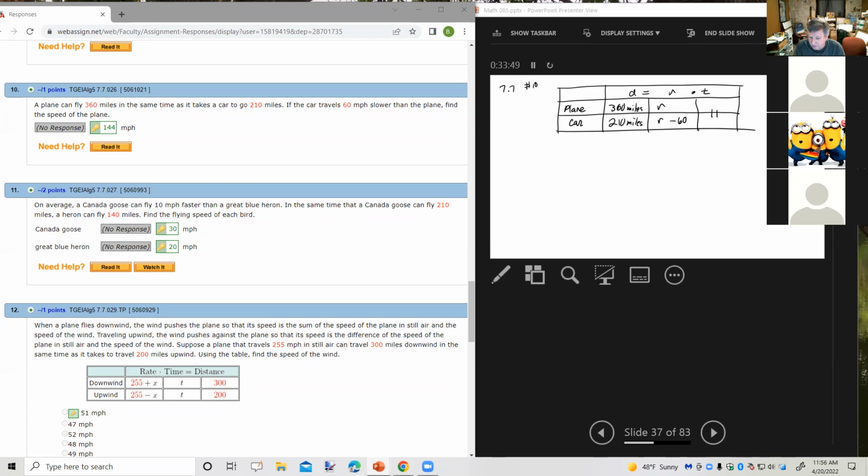All right, so far so good? Yes. All right, if distance equals rate times time, divide both sides by rate, time equals distance divided by rate. So the time of the plane is 360 over R. The time of the car is 210 over R minus 60. But since the times are equal, 360 over R equals 210 over R minus 60. So there's your equation.